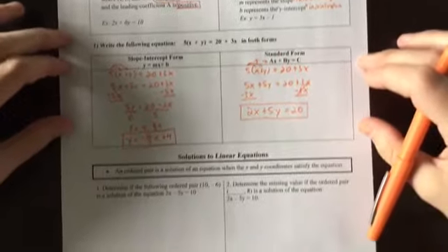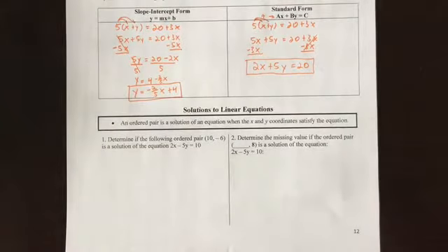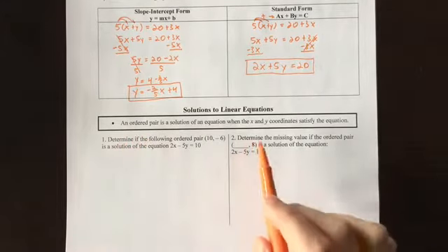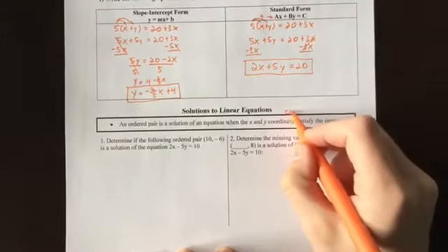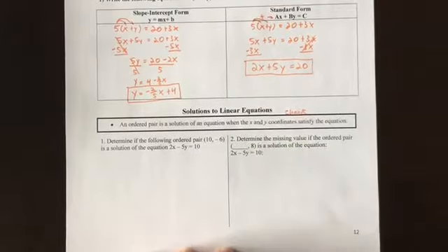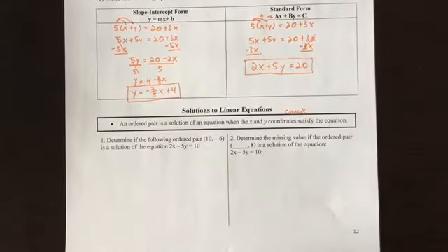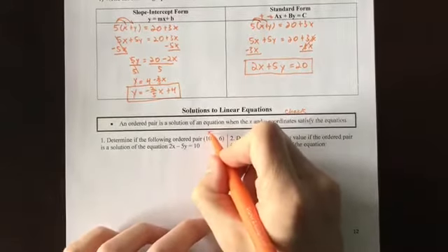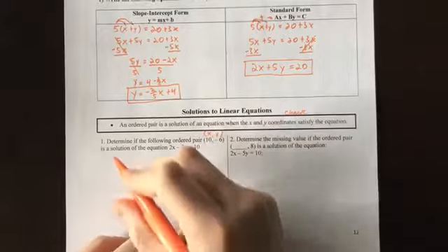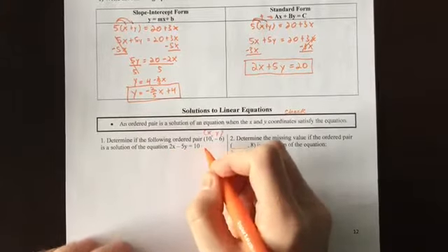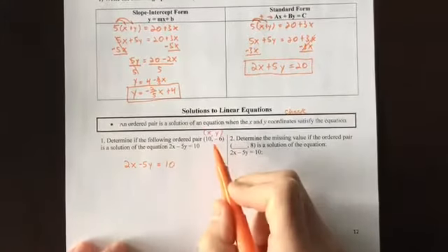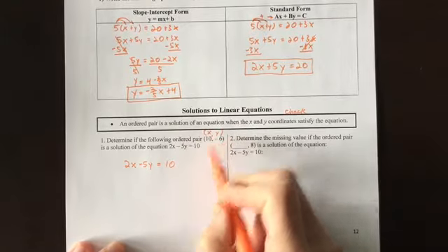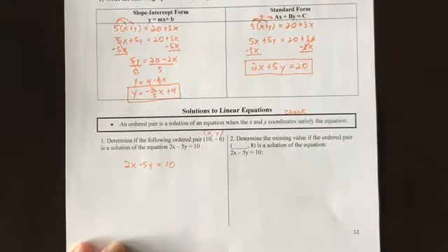One of the other things we wanted to talk about today was a solution to a linear equation. So a solution to a linear equation is an ordered pair when the x and y coordinates satisfy the equation. And to do that, we're almost going to do a formal check. So number one, determine if the following ordered pair, (10, -6), remember our ordered pair is always x comma y, is a solution to the equation 2x minus 5y equals 10. So we've got 2x minus 5y equals 10. We'll substitute in our values of x and y into the equation and see if it works.